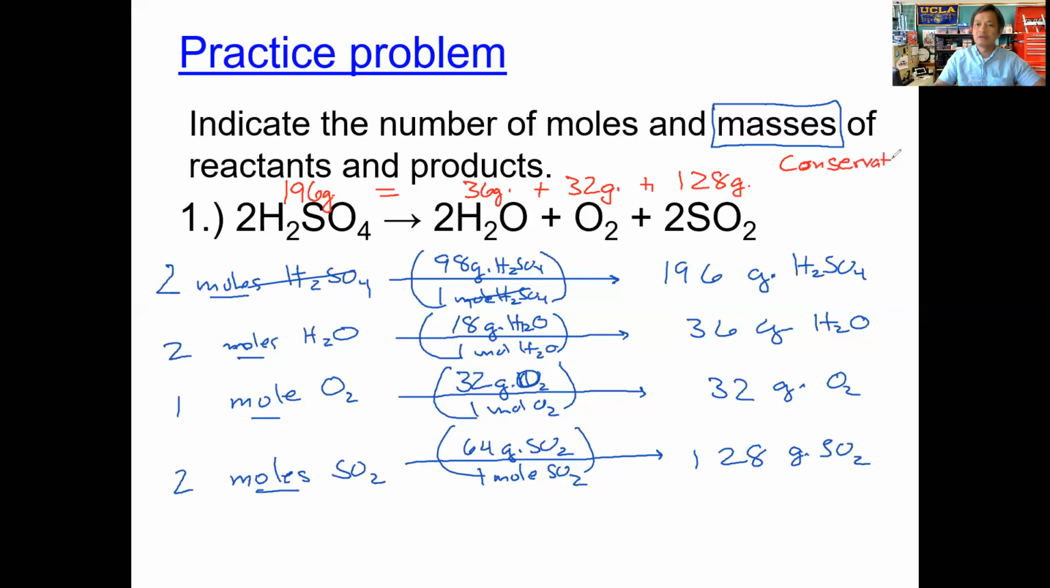So this is conservation of mass. Now, if you notice then, the number of moles do not add up. We start out with 2 moles here, we end up with 5 moles here. So the number of moles do not equal one another, but the masses have to equal one another, and that's what the law of conservation of mass basically stipulates.